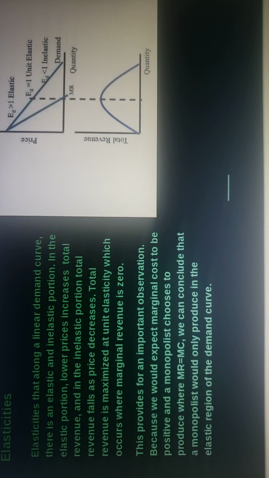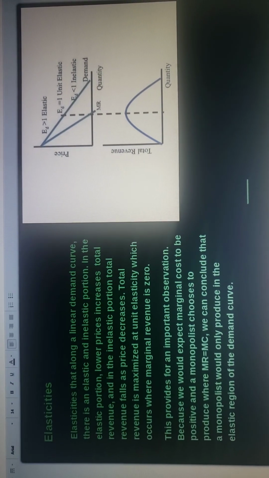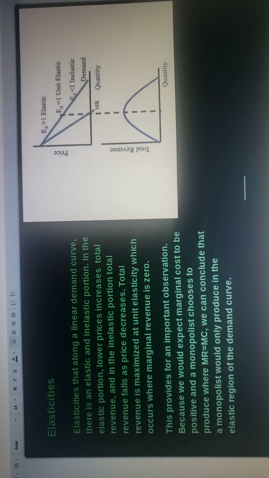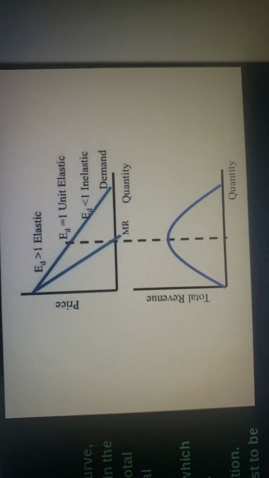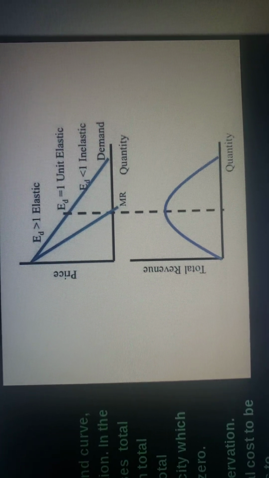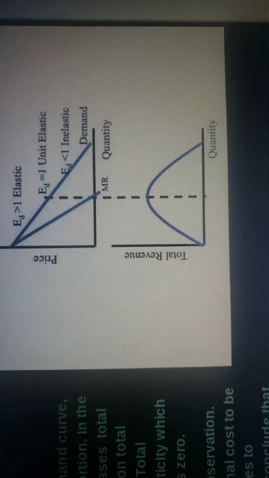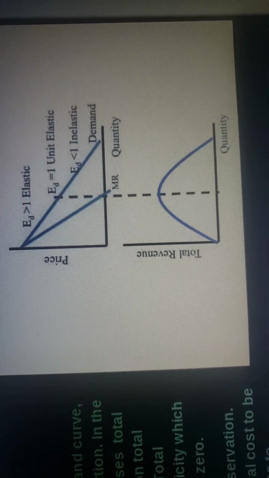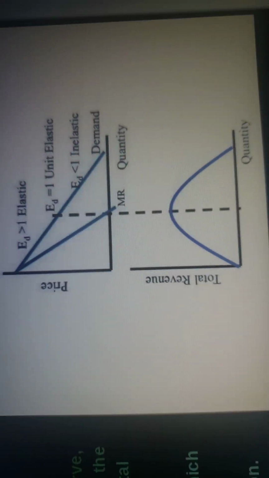Elasticities. Along a linear demand curve, there is an elastic and an inelastic portion. In the elastic portion, lower prices increase the total revenue. In the inelastic portion, total revenue falls as the price decreases. Total revenue is maximized at unit elasticity, which occurs where the marginal revenue is zero.